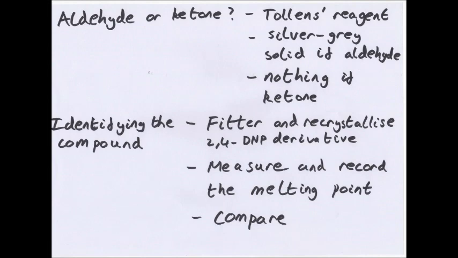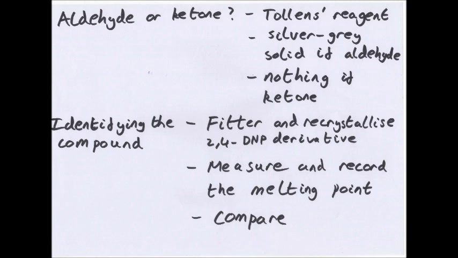Aldehyde or ketone? Something called Tollens' reagent. You use this on the chemical. If a silver grey solid forms, it's an aldehyde, nothing if it's a ketone. You now know which. Now we can identify exactly what compound it is.